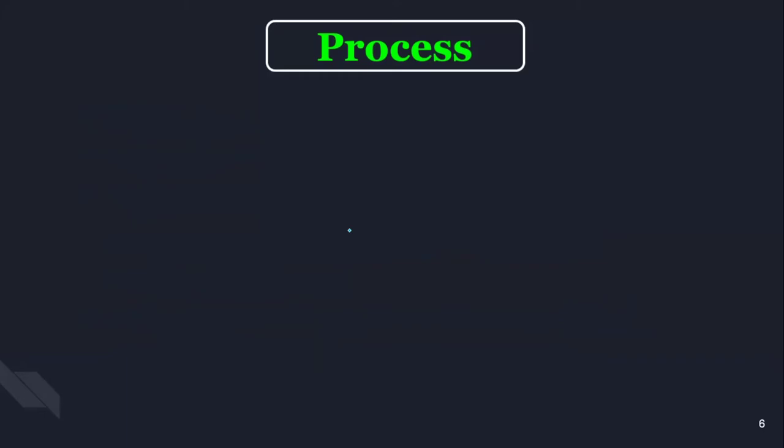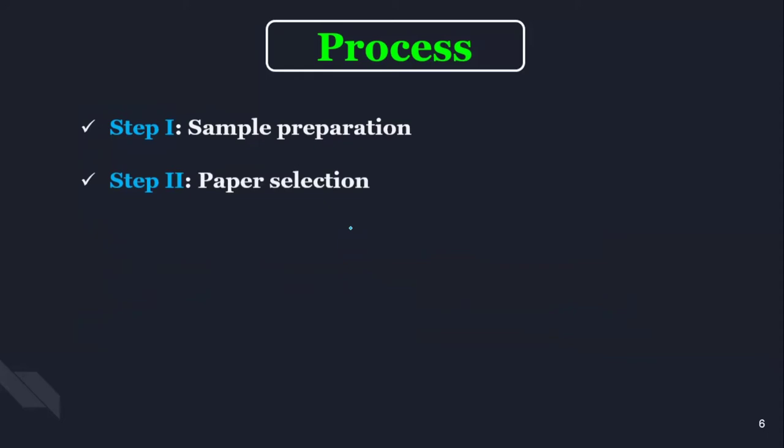But apart from that, if you need to clearly understand what paper chromatography exactly is, then here we have to properly follow five steps. Your first step will be sample preparation, so you have to prepare the sample. Secondly, you need to choose the proper paper for separation. So step two is paper selection, whether it's a hydrophilic modified paper, Whatman filter paper, or which other one.